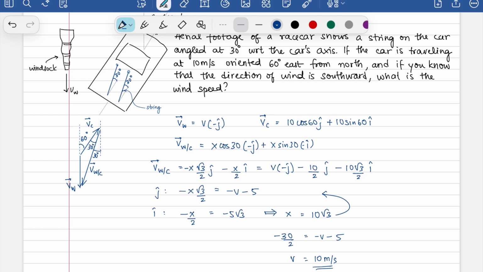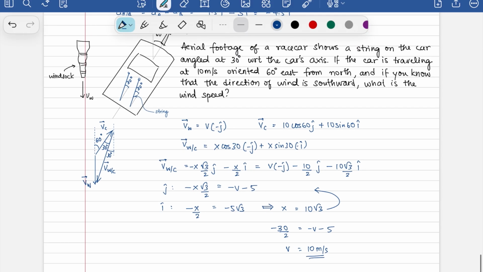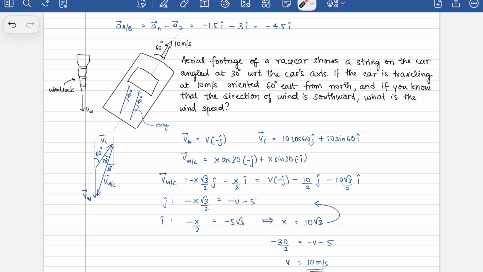Okay. I hope that that was interesting, wherein you saw how you can actually make use of relative motion analysis to then obtain some information of an unknown quantity, that is velocity of the wind. We have now found it to be 10 meters per second downward, simply by analyzing the data that's provided to you at this instance.